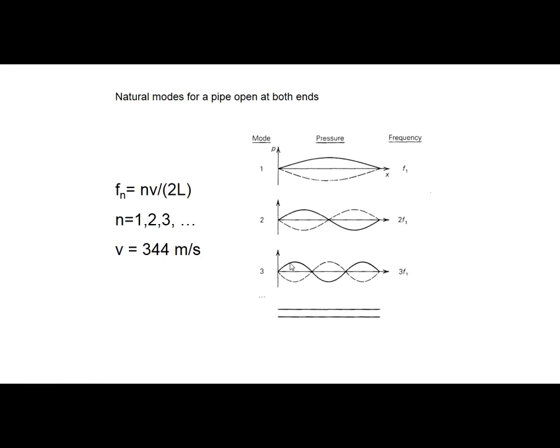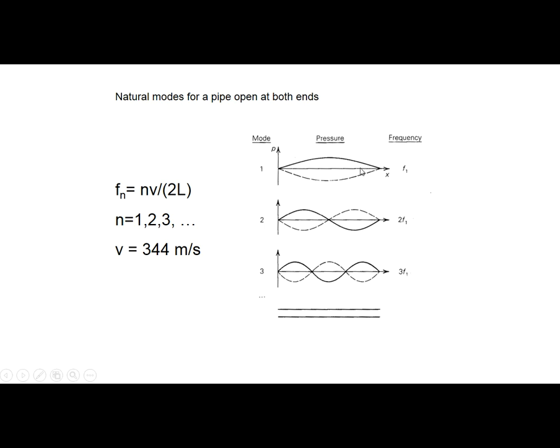So the result is going to be, very similar to our discussion of harmonics before, that we will have essentially v over 2L multiplied by the mode number. In other words, we're basically trying to figure out how we can fit a number of half wavelengths into the length of this pipe.